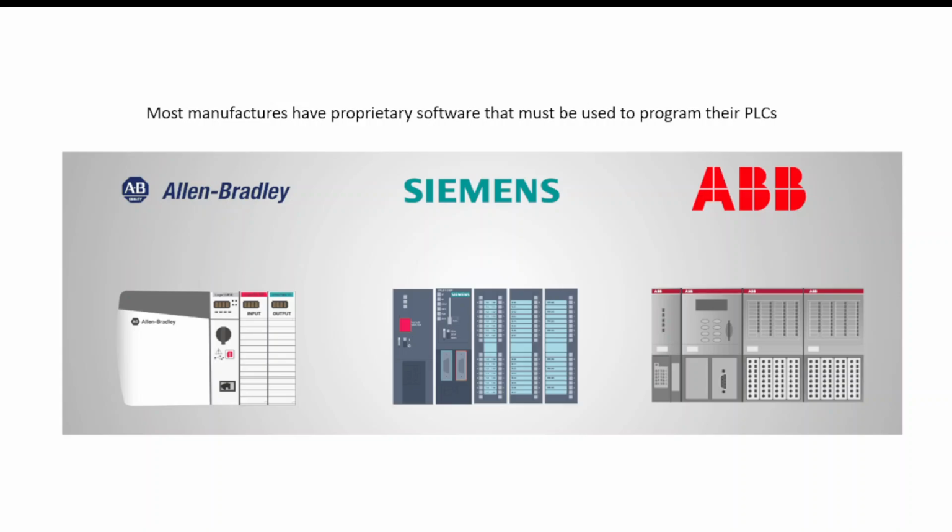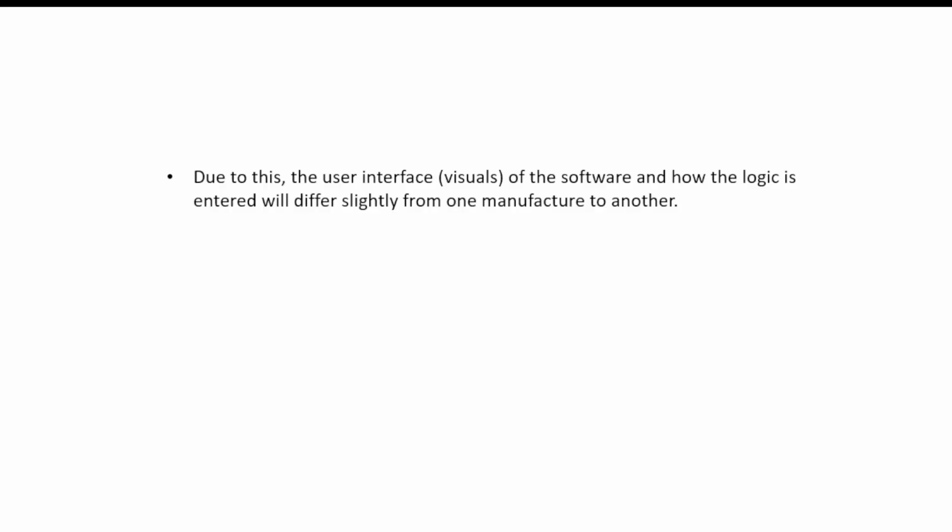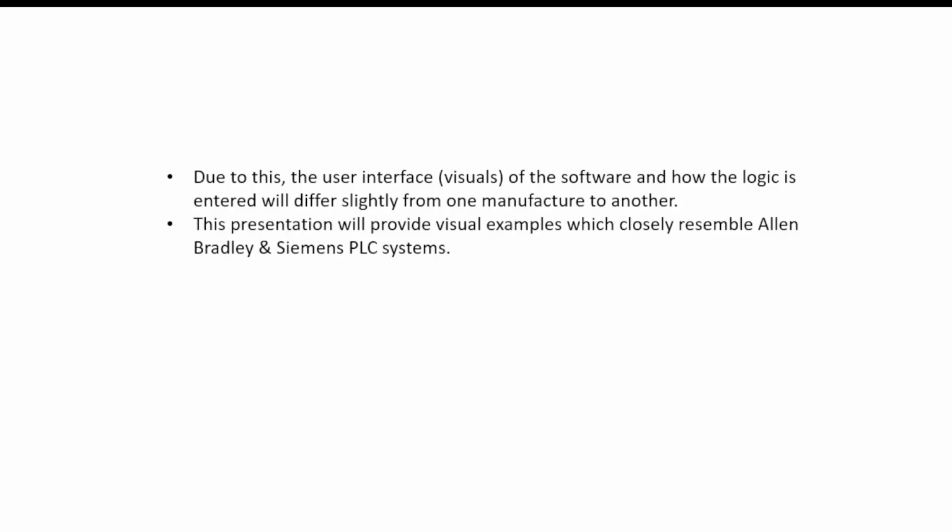Now, most manufacturers have proprietary software that must be used to program their PLCs. Allen Bradley, Siemens, ABB are some of the more common brands available. Due to this, the user interface or visuals of the software and how the logic is entered will differ slightly from one manufacturer to the other. This presentation will provide visual examples which closely resemble Allen Bradley and Siemens PLC systems.